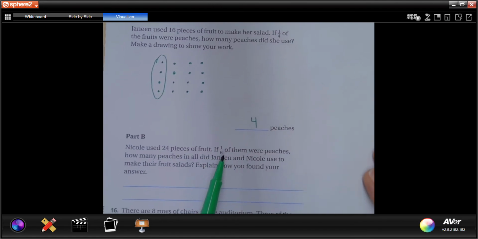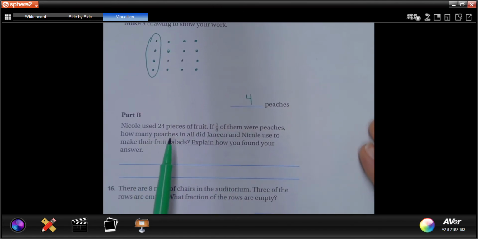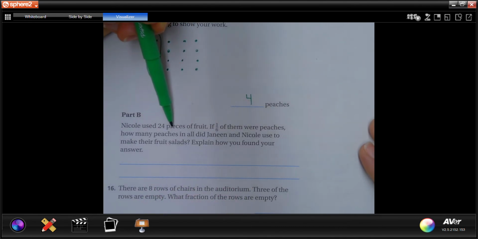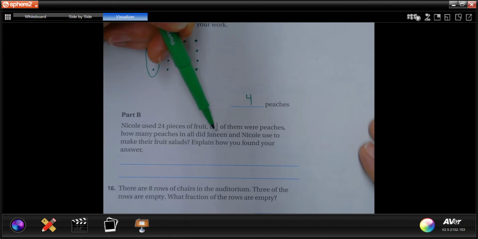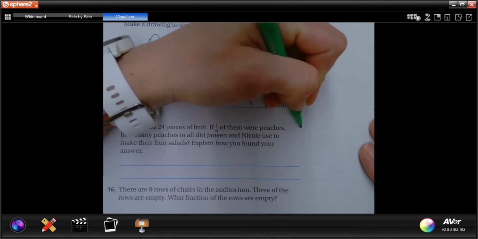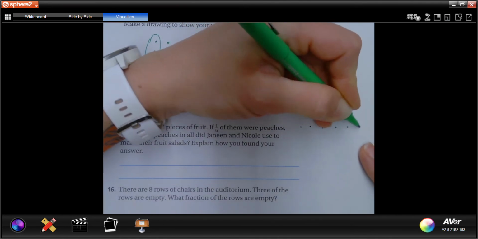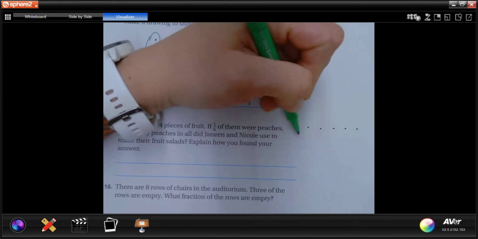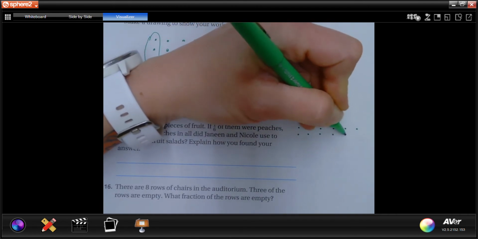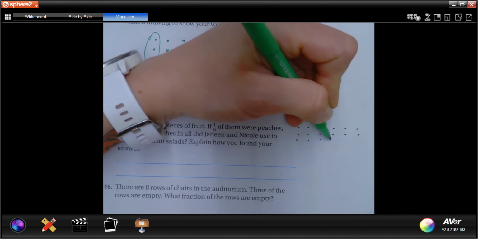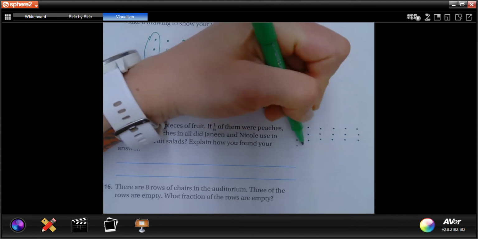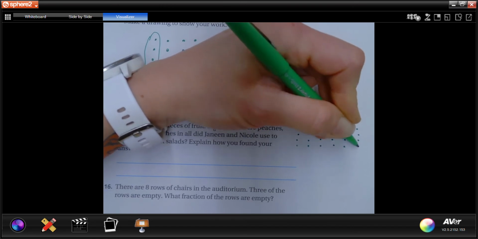Nicole used 24 pieces of fruit. If 1/6 of them were peaches, how many peaches in all did Janine and Nicole use to make their fruit salads? Explain how you found your answer. Well, if Nicole has 24 pieces that are split between how many groups? You guessed it, 6. So we need 6 rows, 2, 3, 4, 5, 6, and there's a total of 24. So 7, 8, 9, 10, 11, 12, 13, 14, 15, 16, 17, 18, 19, 20, 21, 22, 23, 24.